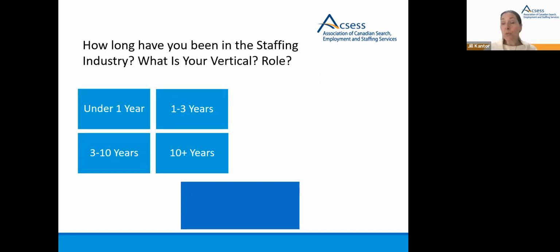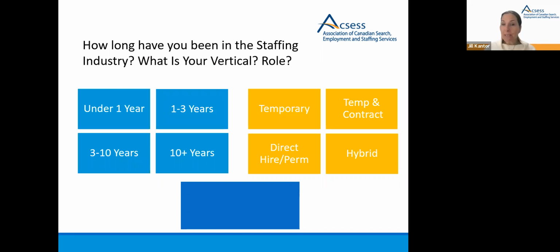And just let us know under a year in the industry, 1 to 3 years, 3 to 10 years, 10 plus years. And again, what specifically area you might be focusing on? Was it temp contract? Is it a hybrid? Is it direct hire perm? And then again, what sort of role you are holding. So I would love to learn about all of you, and I will keep my eye on the chat as you go in there to let us know who you are.